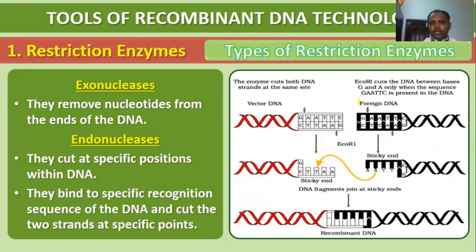Some enzymes will cut like this. Here, EcoRI cuts. We have the foreign DNA and another different DNA, and we make a cut using EcoRI. So EcoRI will cut and generate DNA fragments, right?